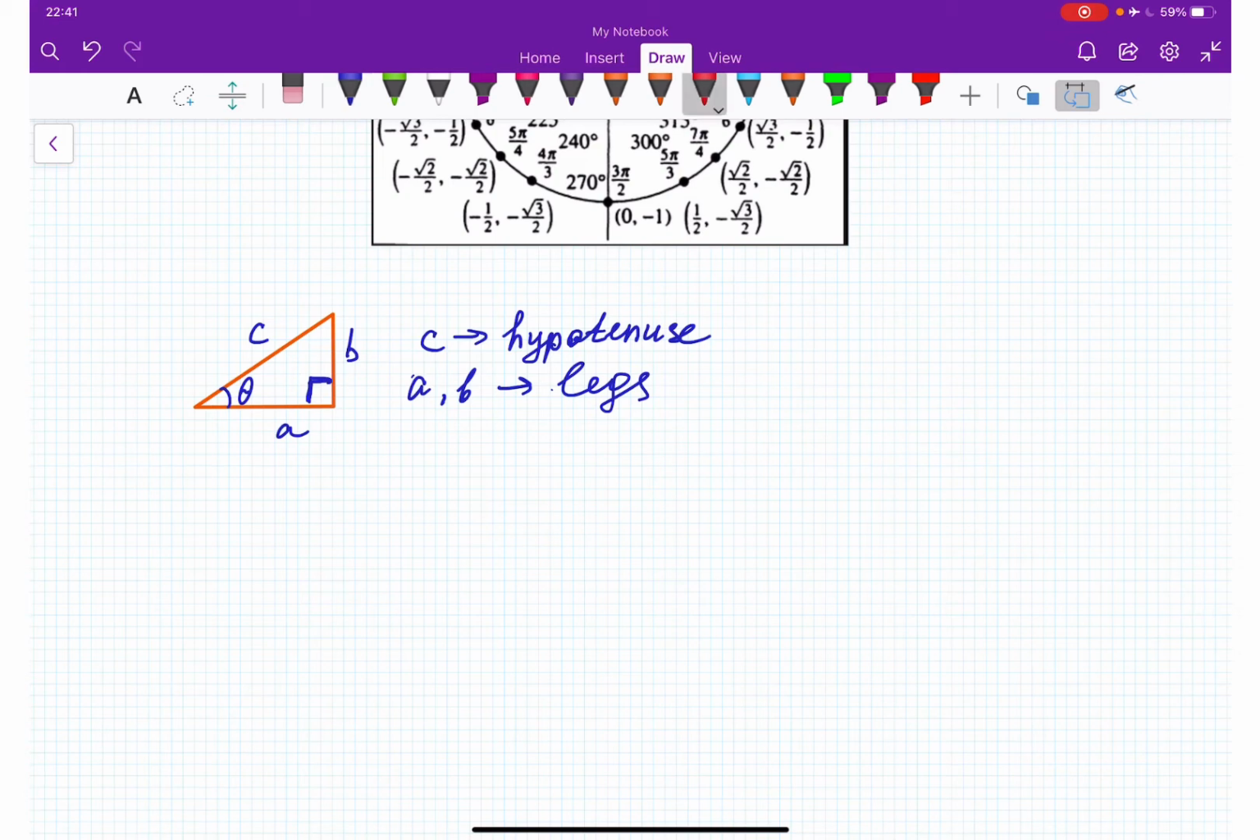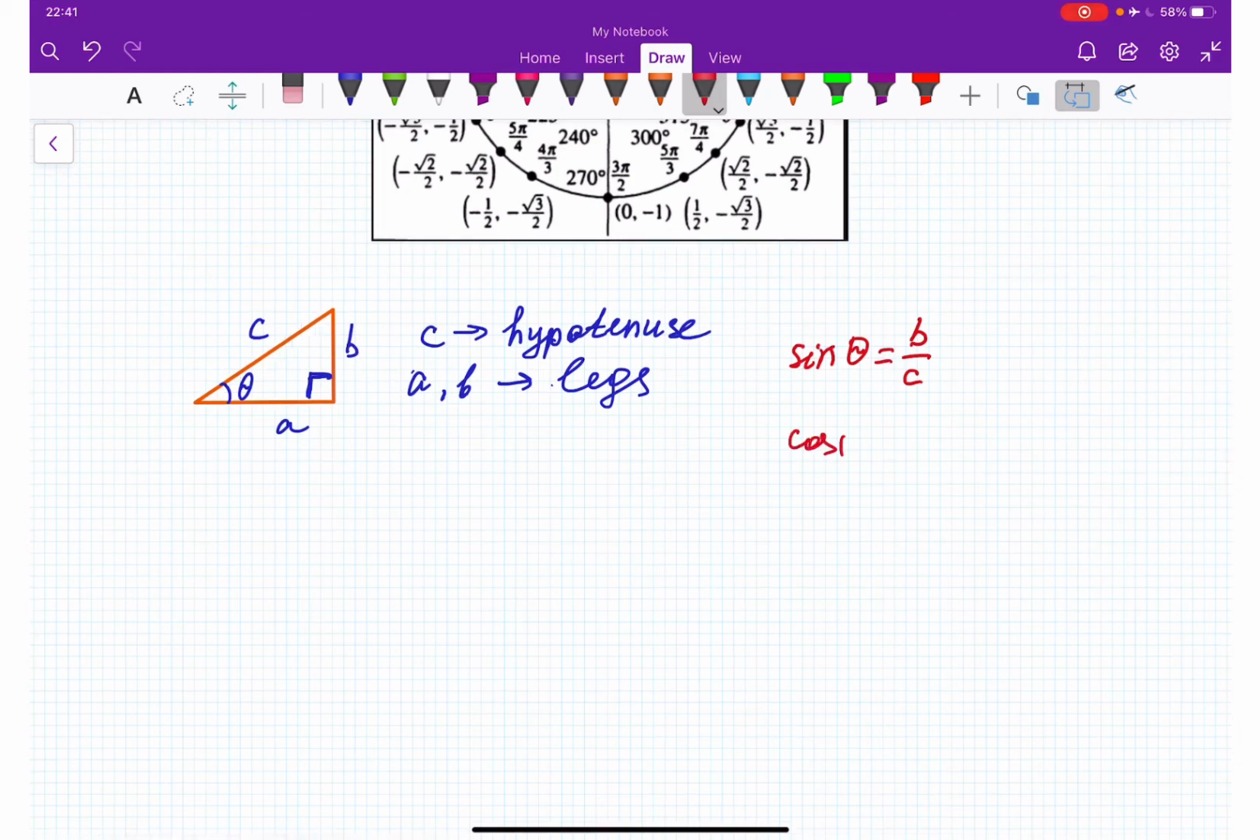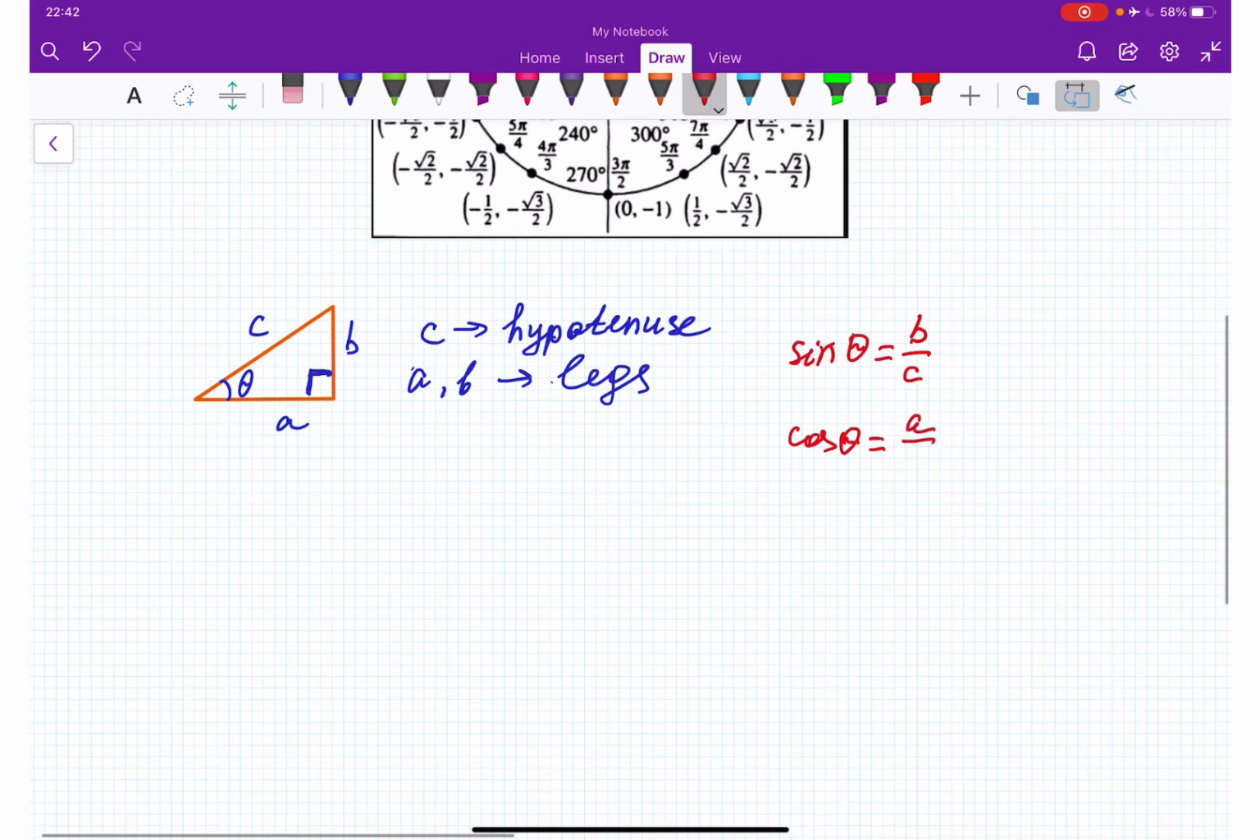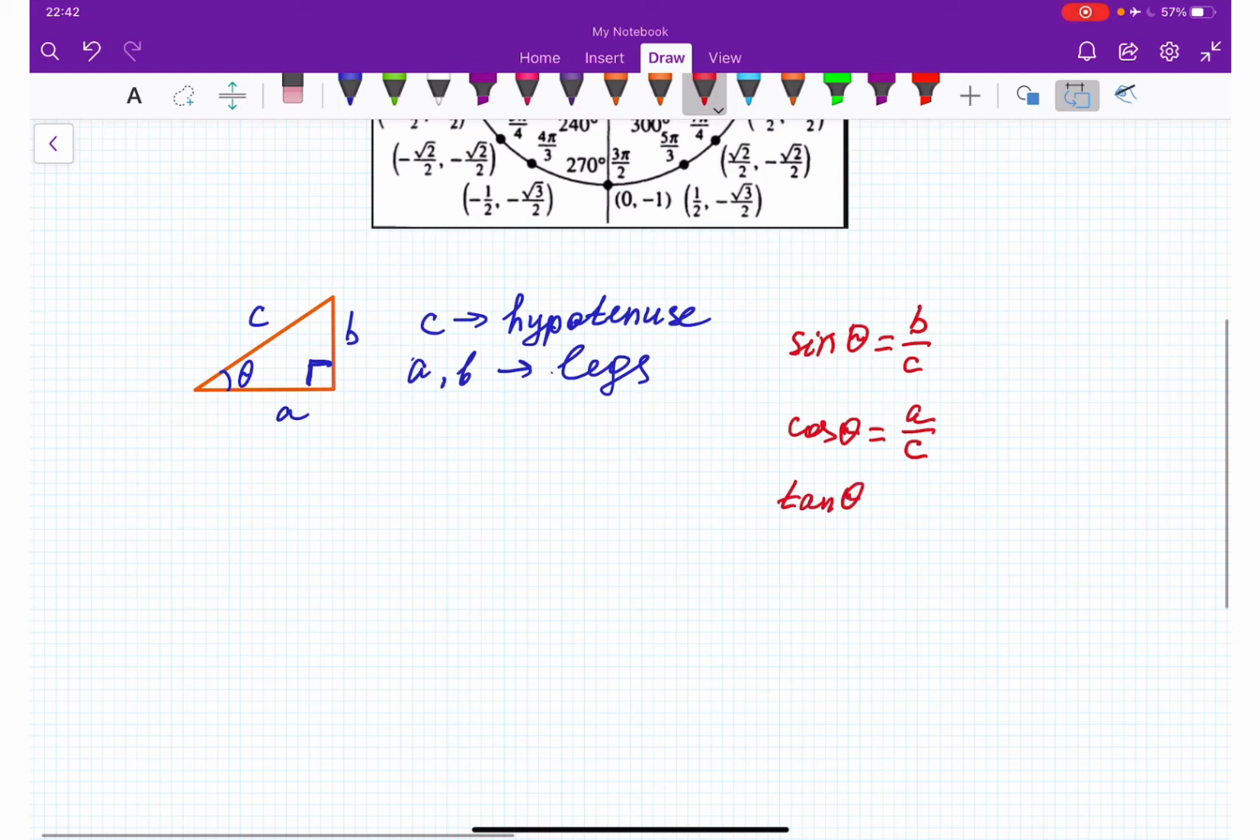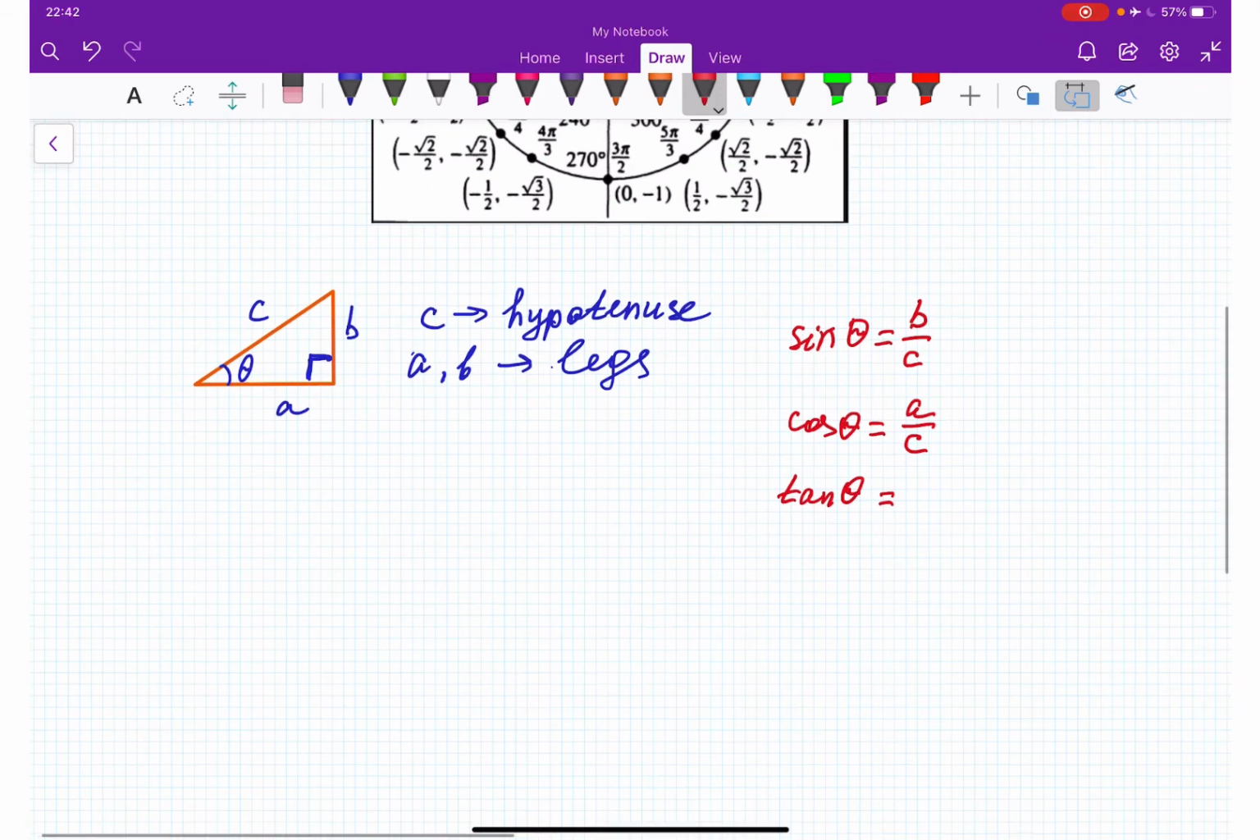So what do we have? I'm going to use red color, so we keep it here. Sine theta is the ratio of the opposite side, which is opposite for theta, it's going to be B, to the hypotenuse, which is going to be C. Cosine theta is going to be the adjacent side to theta, which is A, over C. Next, tangent theta, it's going to be the opposite side, meaning leg, B, to the adjacent side, which is A, B over A.